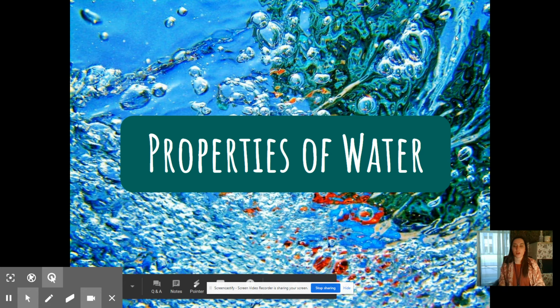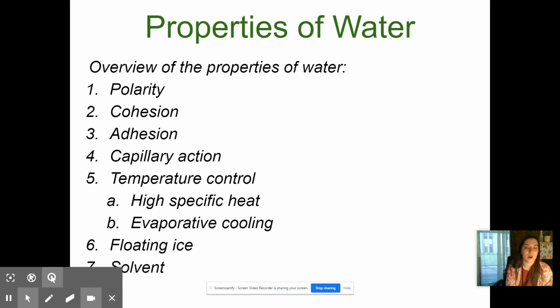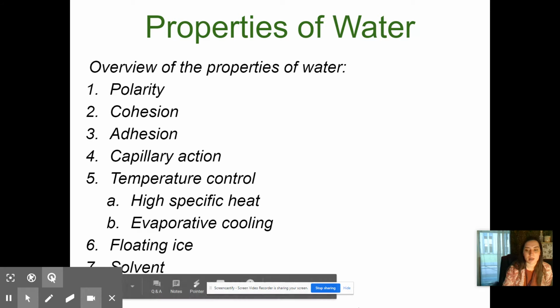Right, so we should have talked about chemistry basics in class today. And the next portion of these notes are properties of water. So you should be doing this for homework today. A little bit of an overview of the properties of water that we'll go over is right here.